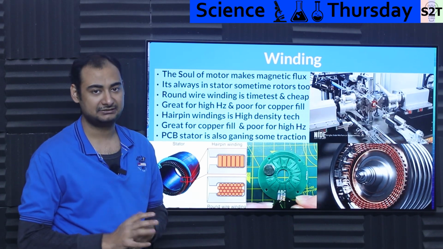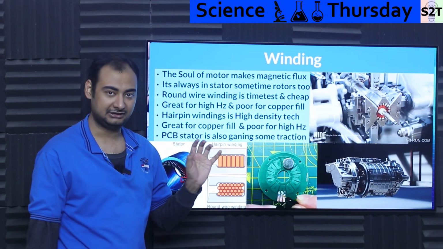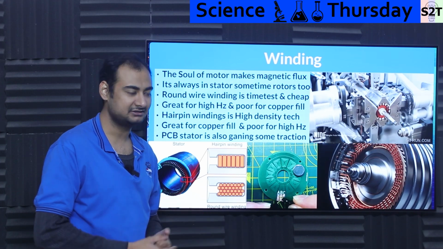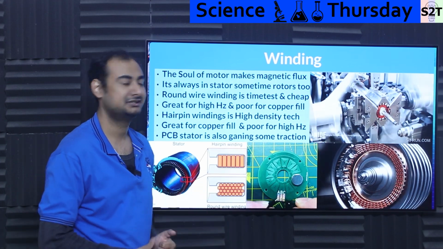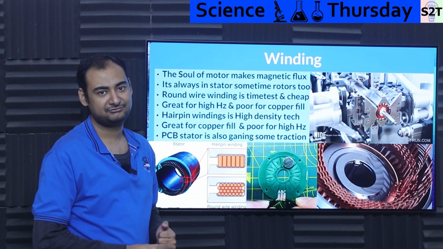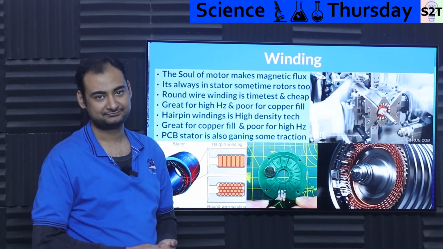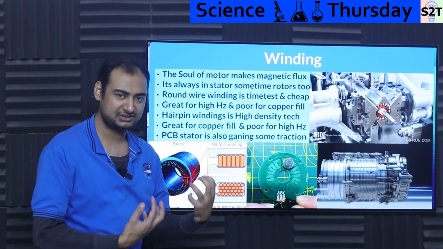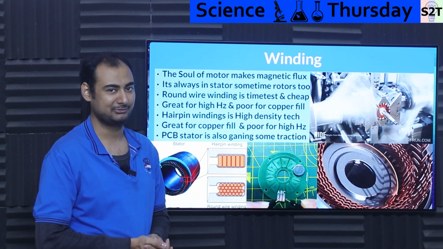So it does have that benefit. Great copper fill. So if you need a lot of current, this is like, I got you, fam. That's my power plant. But it does come with poor high frequency performance. So if you're like, what if I want ludicrously high RPM? It's like, no, I'm not made for that.